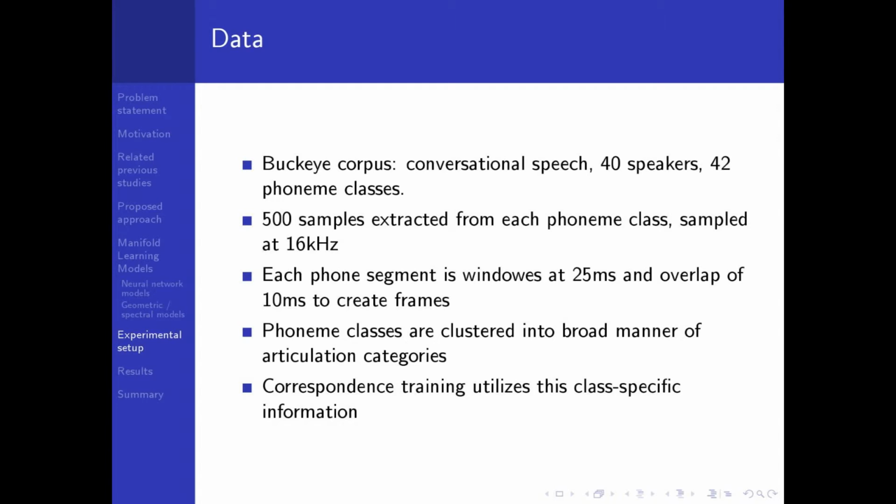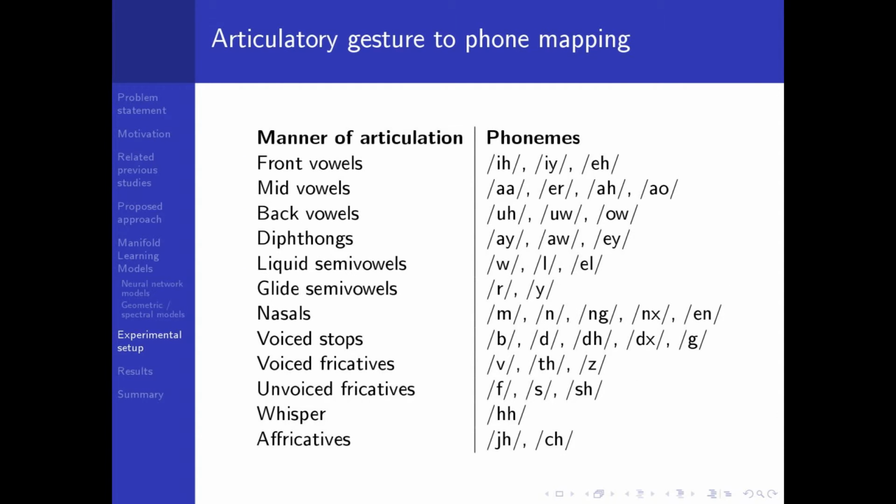The data that we used for our experiments is conversational speech data, that is the Buckeye corpus, which has 40 speakers and 42 phoneme classes. We extract 500 samples of each phoneme class and window it at 25 milliseconds with an overlap of 10 milliseconds to create the frames. These phoneme classes are further clustered into broad manner of articulation categories. These broad manner of articulation categories are used to obtain the correspondence pairs using which we learned the autoencoders.